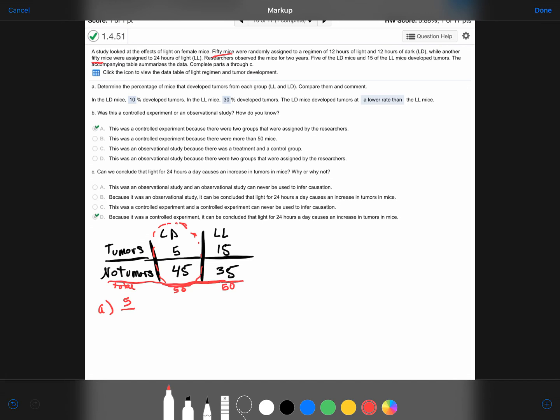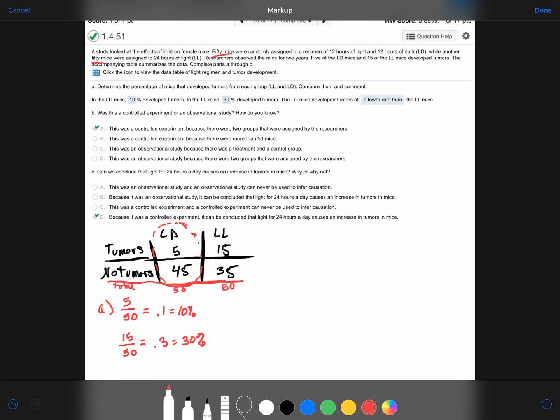So it was 5 out of the 50 total that were subjected to this 12 hours of light and 12 hours of dark. That's how many developed tumors. If you divide that out, you get 0.1, which is 10%. So the 10% in this problem is for the LD mice. And then for the LL mice, it was 15 out of the total amount of 50 who got that treatment. And 15 divided by 50 happens to come out as 0.3 or 30% in this case.